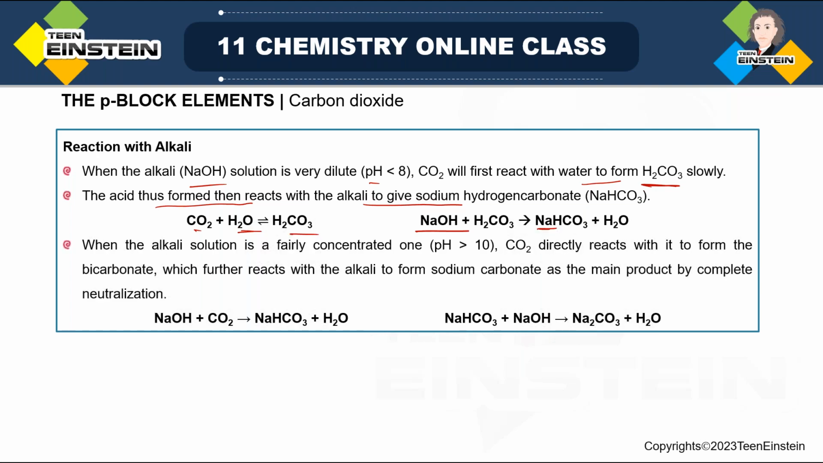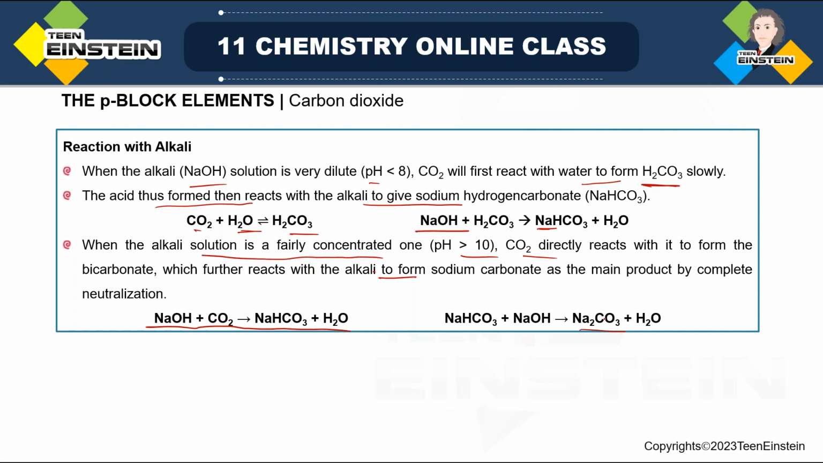But if the alkali solution you have taken is fairly concentrated and the pH is now greater than 10, CO2 will directly react with NaOH and form bicarbonate. Again it is forming bicarbonate, but now the reaction is different. This is the first reaction, NaOH reacting with CO2, forming bicarbonate. Now this bicarbonate can further react with one more molecule of NaOH and finally form Na2CO3.